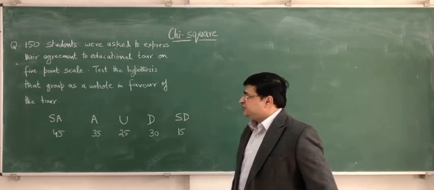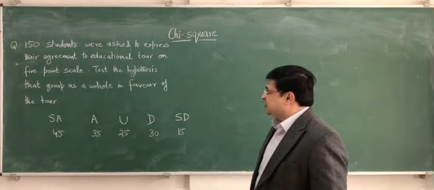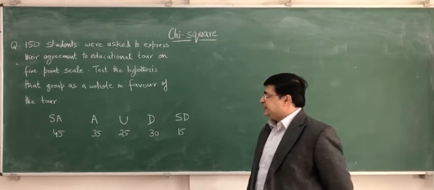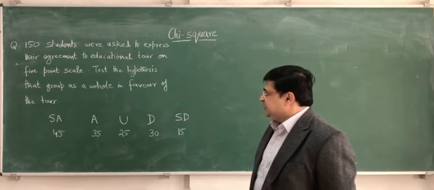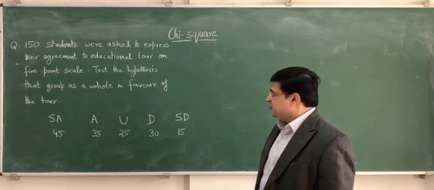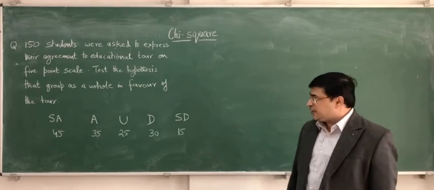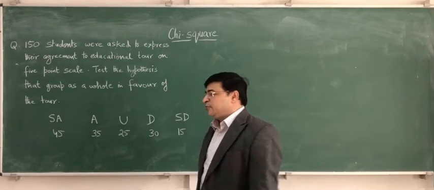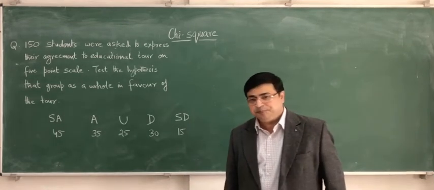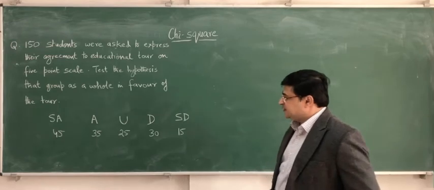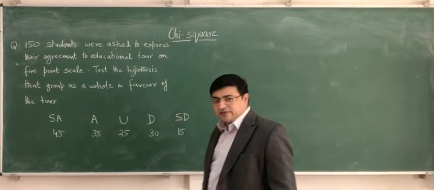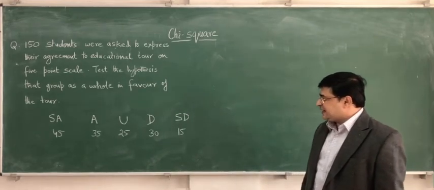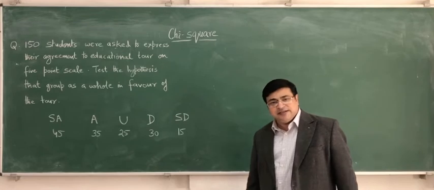So the next question is: 150 students were asked to express their agreement to an educational tour on a 5-point scale. Test the hypothesis that the group as a whole is in favor of the tour. There are 150 students and they were asked to give their opinion on the picnic proposal. So here are the results. SA means strongly agree, A means agree, U means undecided, D means disagree, and SD means strongly disagree.